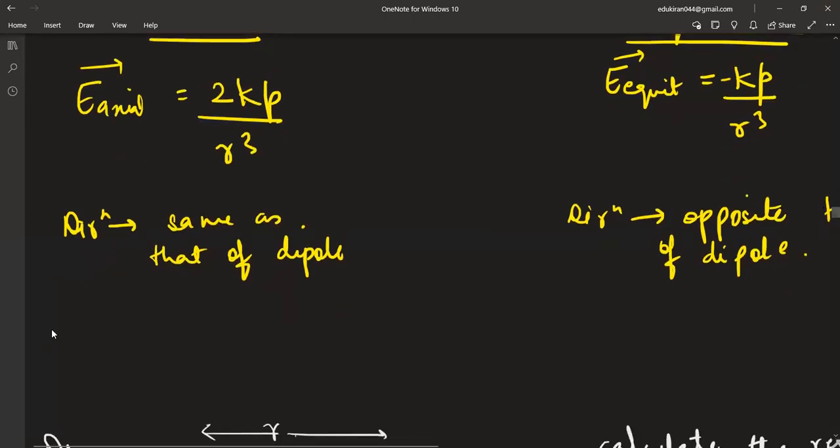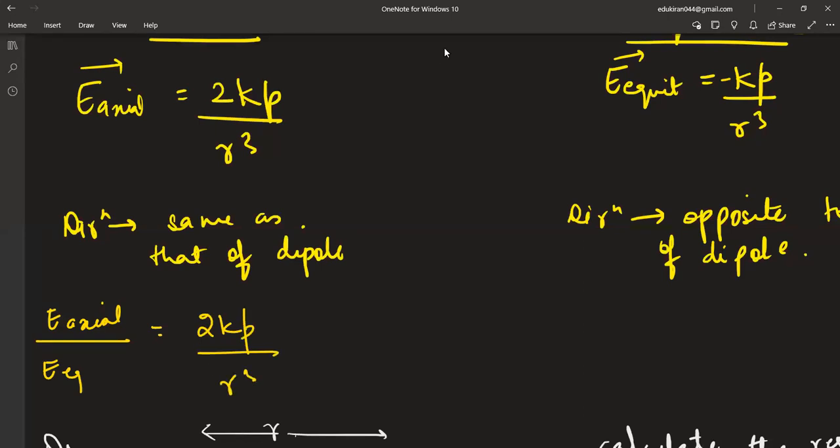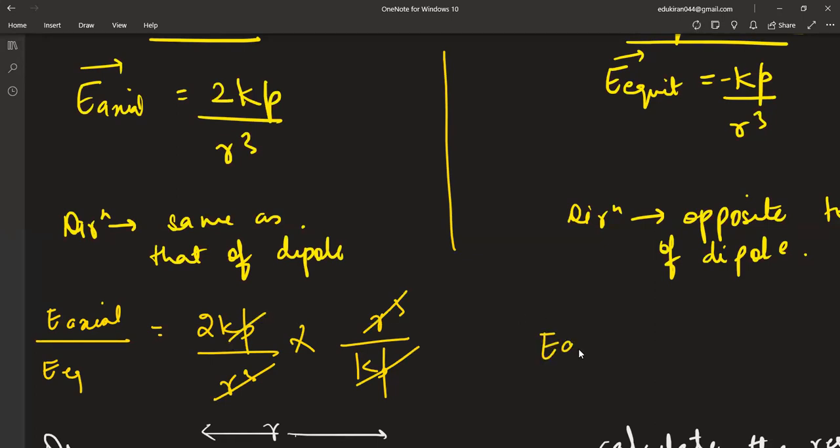Now, one relation that is asked in the exam regarding axial and equatorial. If you take the ratio of E axial and E equatorial, what is E axial? 2kp by r cube. Multiplied by equatorial is kp by r cube. R cube will be cancelled. Kp will be cancelled. So you have a relation: electric field due to axial line is twice that of equatorial.